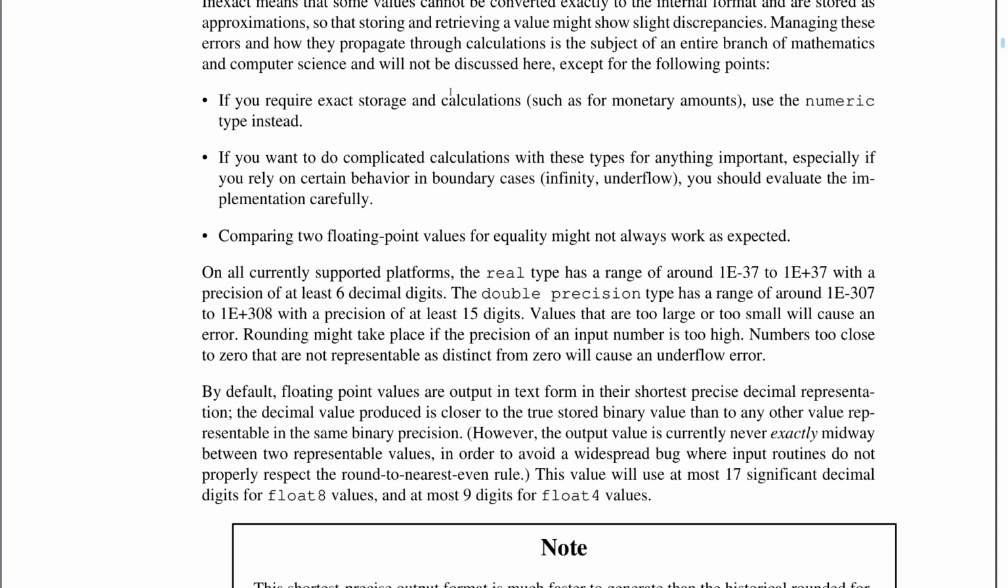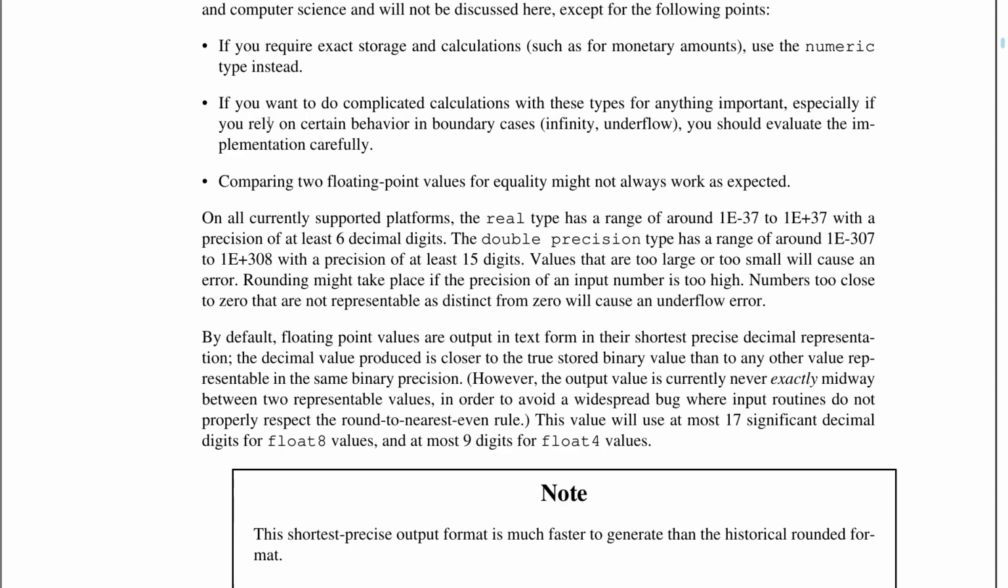If you require exact storage and calculation, such as for monetary amounts, use the numeric type instead. If you want to do complicated calculation with these types for anything important, especially if you rely on certain behavior in boundary cases, infinity, and so on, you should evaluate the implementation carefully. Comparing two floating point values for equality might not always work as expected. So here I will add something. So what values can be converted properly, that is exactly, to floating point numbers?